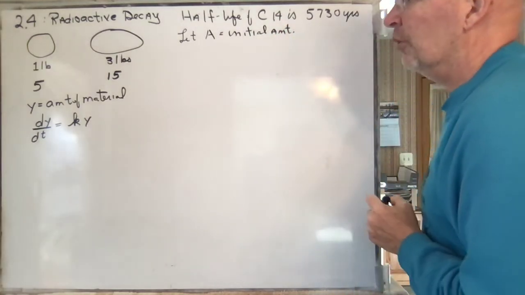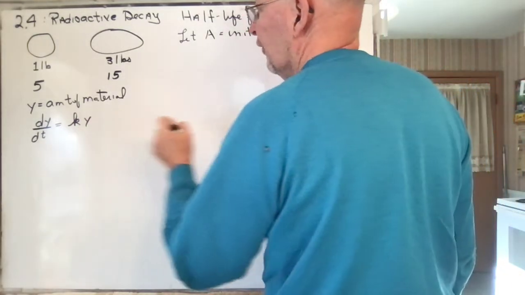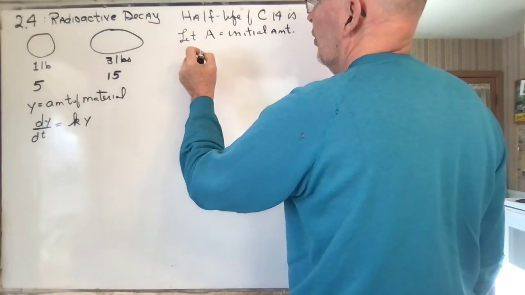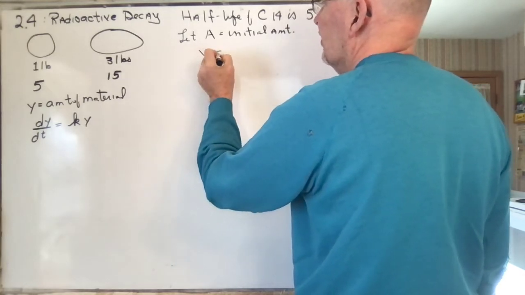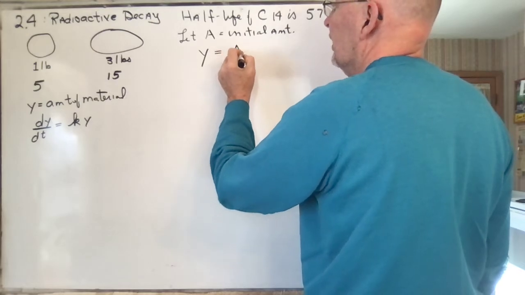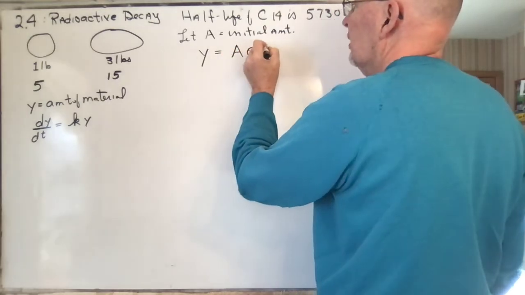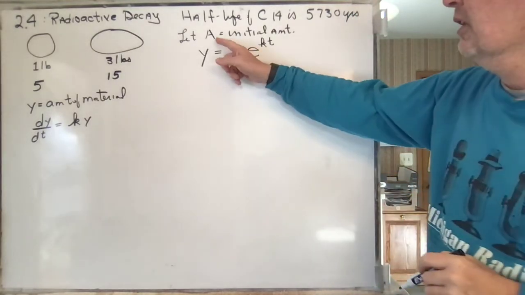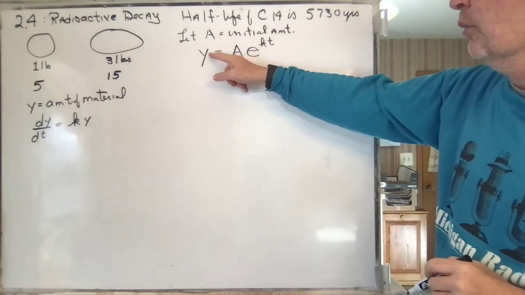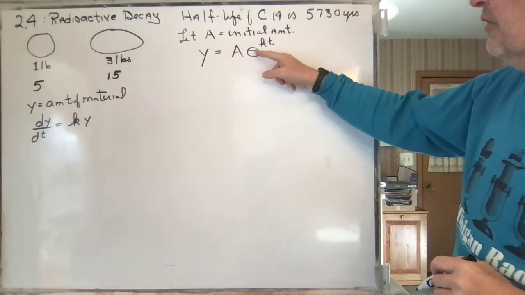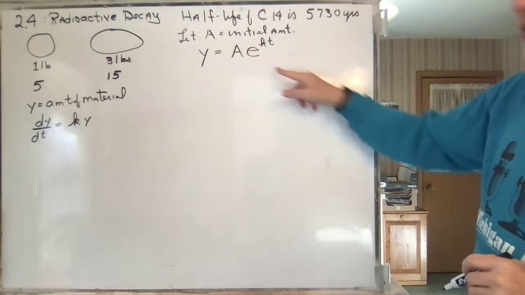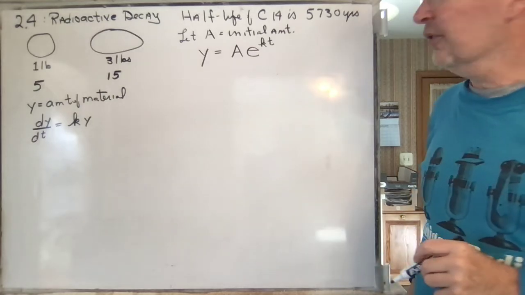Okay? So what do we know? First of all, if we solve this differential equation, we've done it enough times now, I'm not going to keep doing it. We're going to get y is equal to A e to the kt, because your initial amount is when t is equal to 0. This is going to be e to the 0, which is 1. 1 times A is A. So there's your differential equation, which satisfies it.